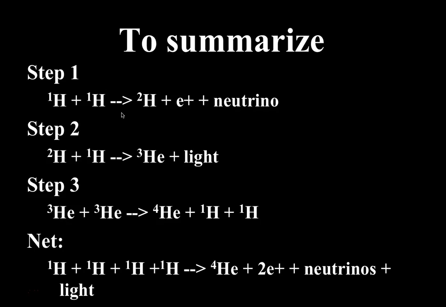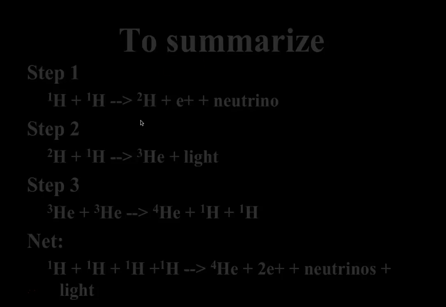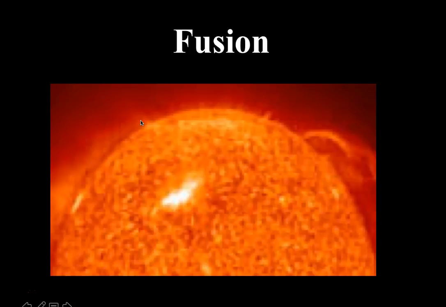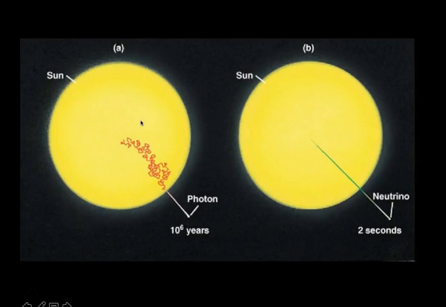Okay, so to summarize, we basically got something that looks like this, and we get fusion out of it. As I mentioned before, photons generated from the helium-3 production, or the initial production of deuterium creating that positron annihilating with an electron, will take about 500,000 to 1,000,000 years to get out. It's sort of a random walk process, and neutrinos, on the other hand, come zipping right through. 2 seconds later and they're out.